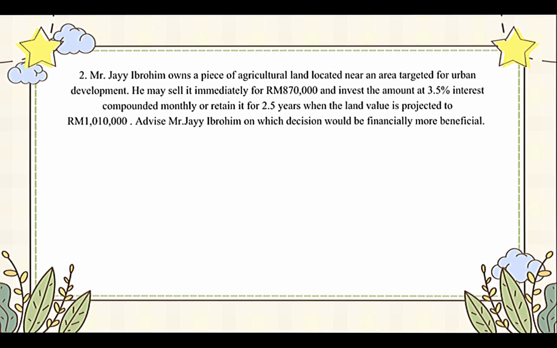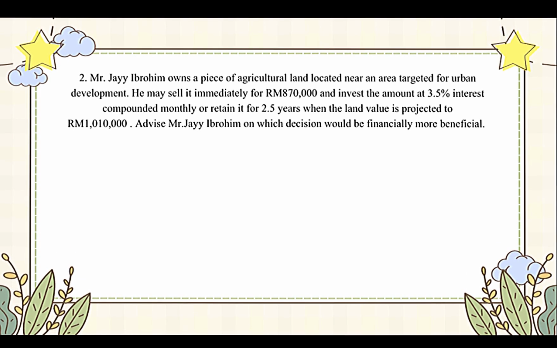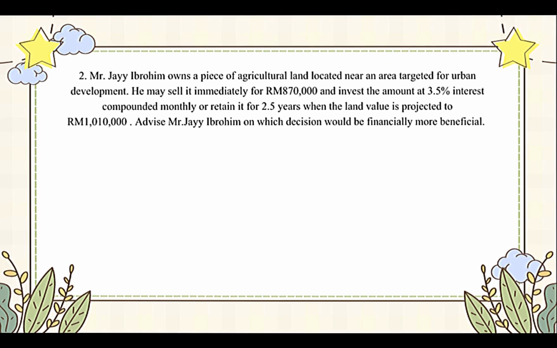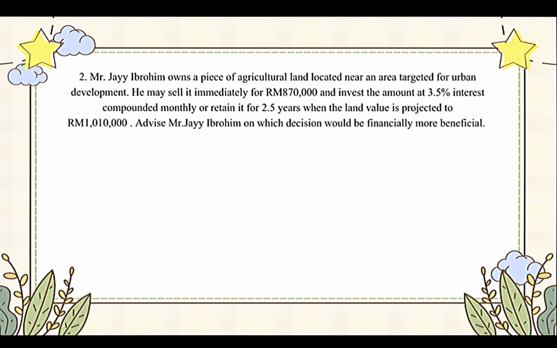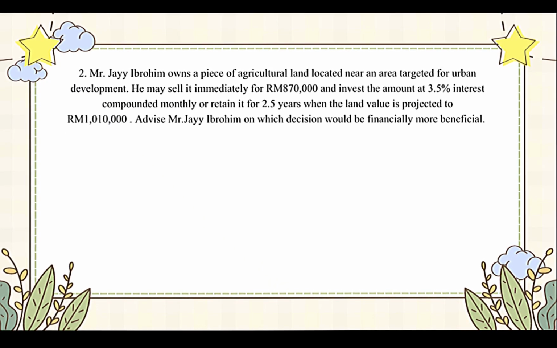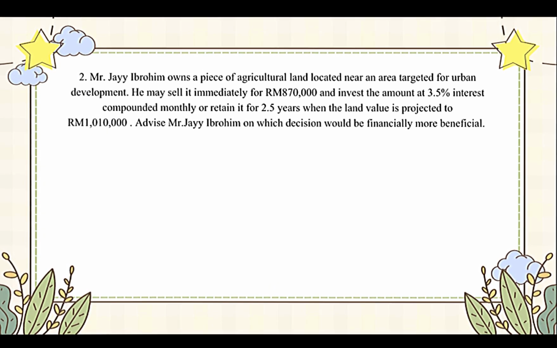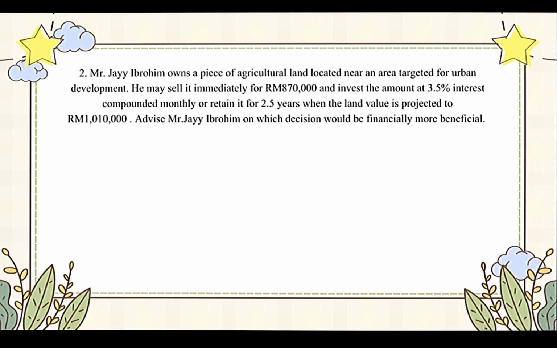On to the second question. Mr. J. Ibrahim owns a piece of agricultural land located near an area targeted for urban development. He may sell it immediately for 870,000 ringgit and invest the amount at 3.5% interest compounded monthly, or retain it for 2.5 years when the land value is projected to rise to 1,010,000 ringgit. The question is, which decision would be financially more beneficial for Mr. J. Ibrahim?